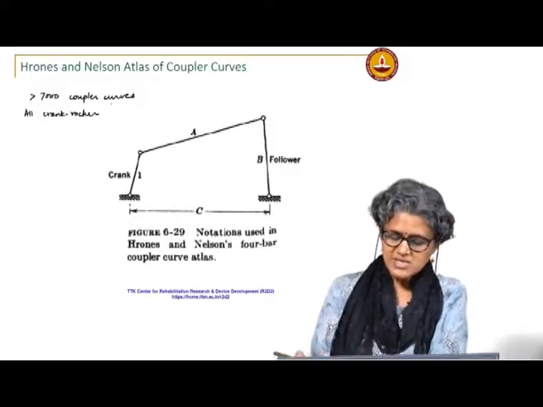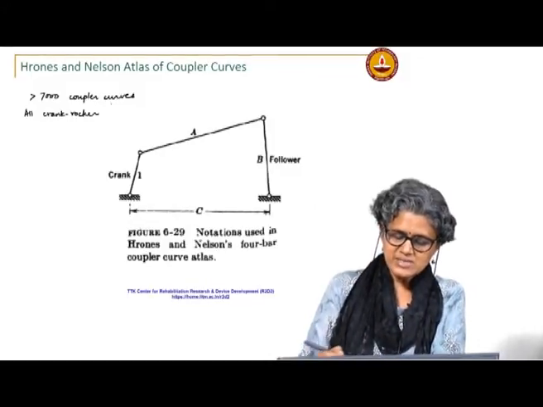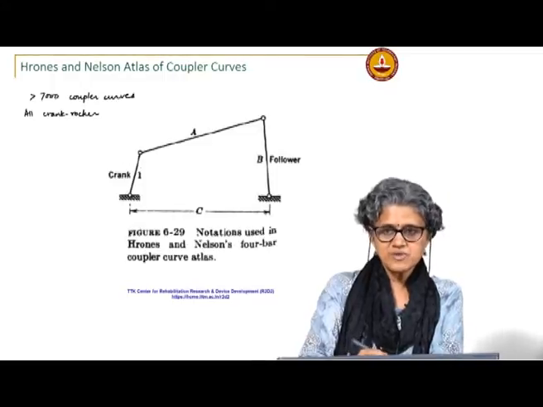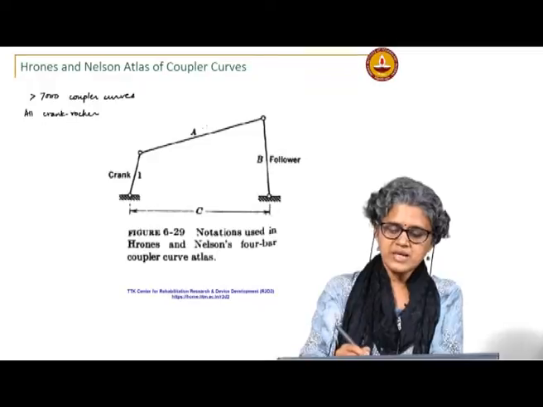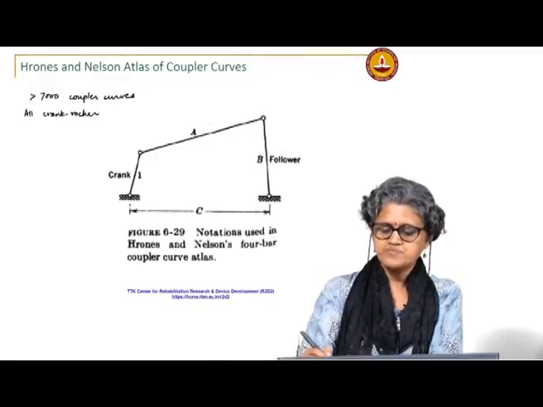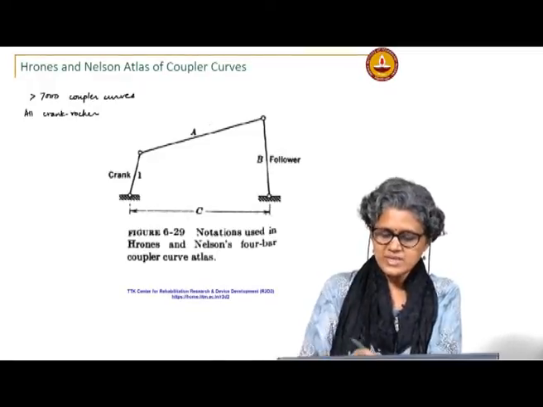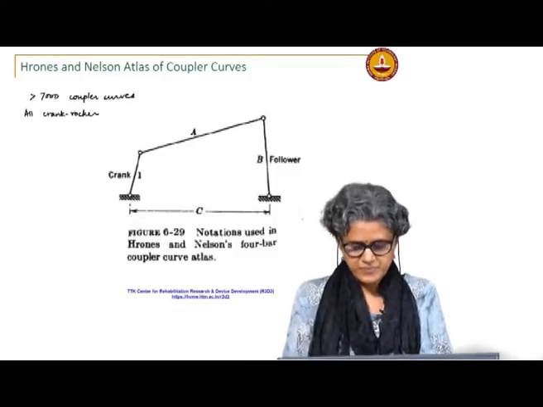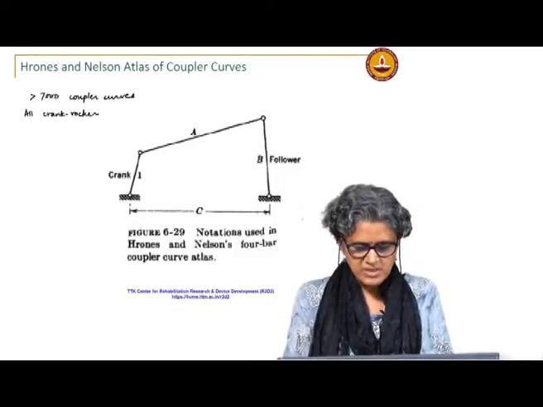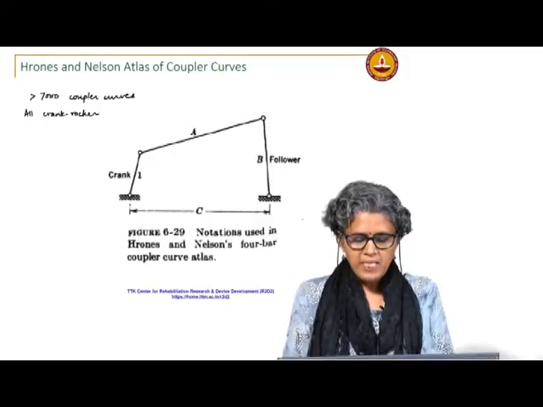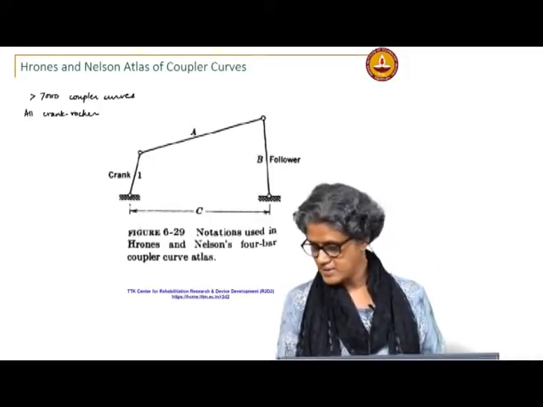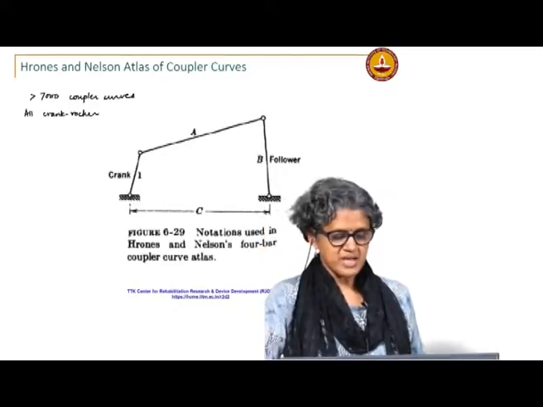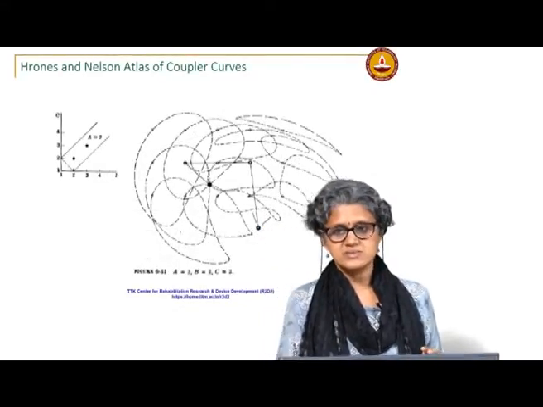So, the notation that is followed in that atlas, the crank is always of length 1, then you have the coupler length given by A, B is the follower length and C is your fixed link. So, based on this, a page in the atlas will be something like this.